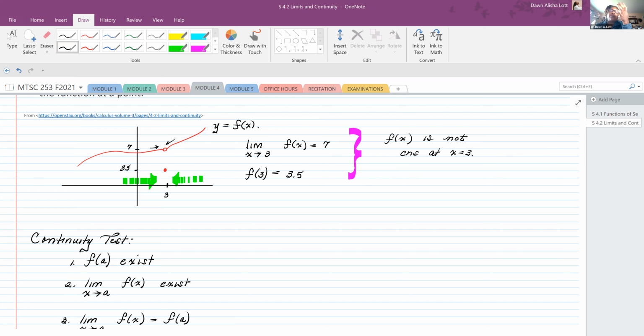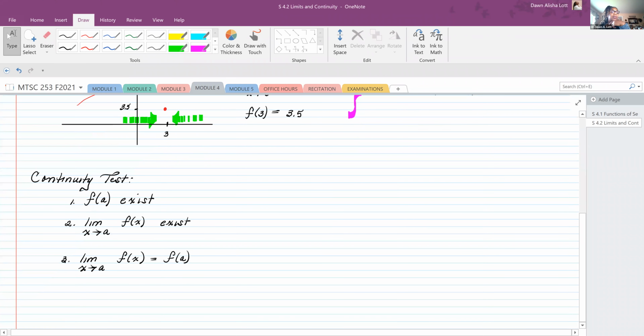I can't reach out and shake your hand. So continuity says not only does the limit exist, meaning when I get there, we both get to the Grand Canyon, it also means the Grand Canyon's filled in so that I can shake your hand. So this problem is not continuous, even though the limit exists.